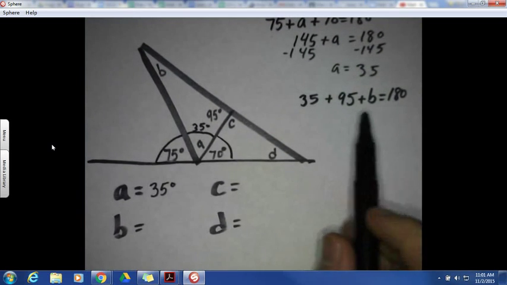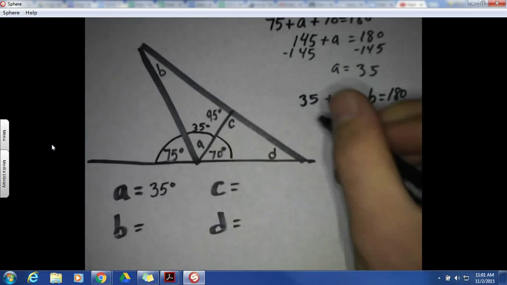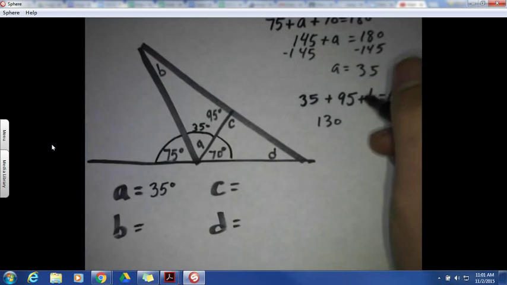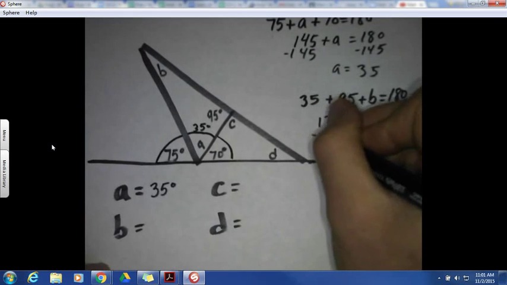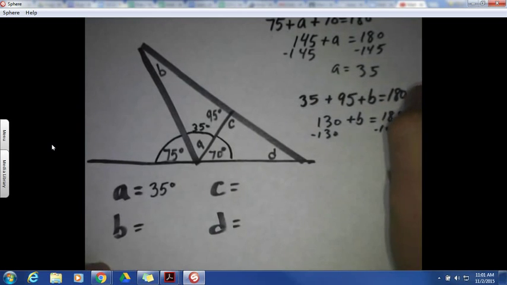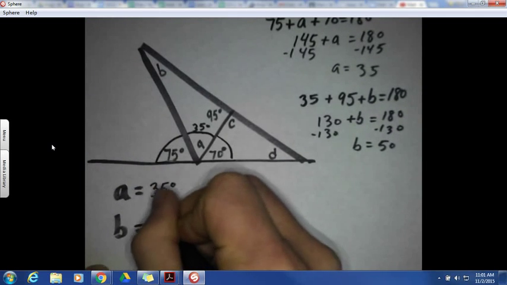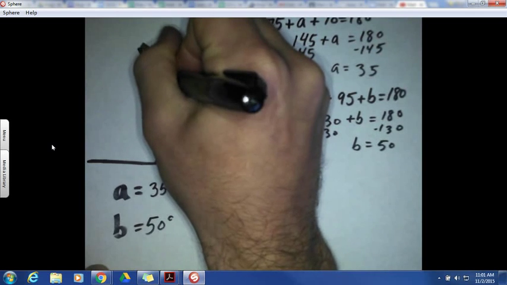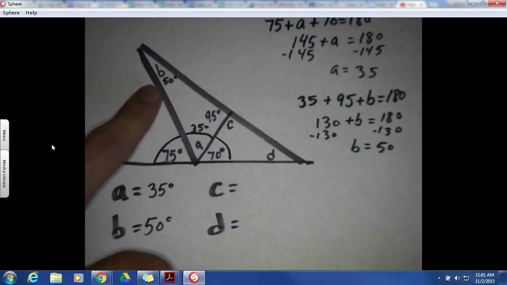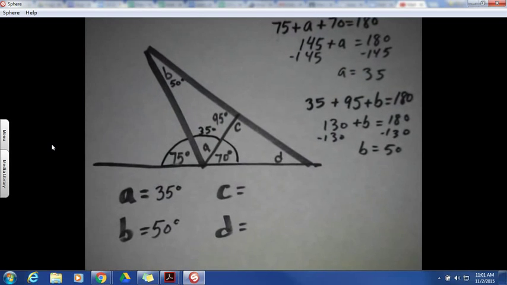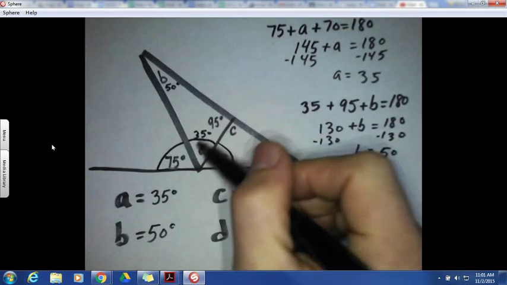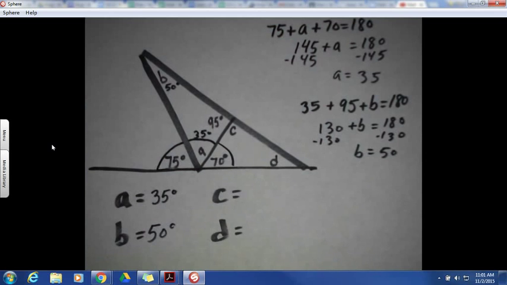Now we're ready to solve. 35 plus 95 equals 130. We're combining like terms. Plus B equals 180. 180 minus 130, B equals 50. B equals 50 degrees. We can check our work here. 50 degrees plus 35 degrees plus 95 degrees should add up to 180, because they are the three angles of a triangle. So B equals 50 degrees.